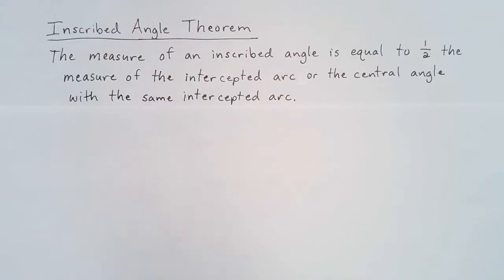All right, so the inscribed angle theorem is the one we were just talking about. The measure of an inscribed angle is equal to half the measure of the intercepted arc. And I'm also going to add, or half of the central angle with the same intercepted arc. So it's going to be half of each one of those. And this is sometimes known as the Star Trek theorem, and I'll explain that in just a minute.